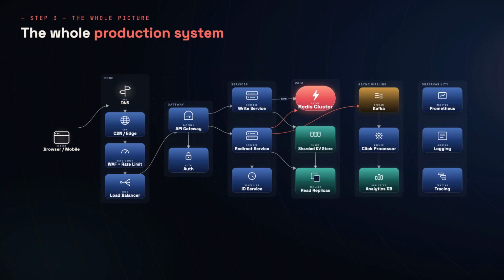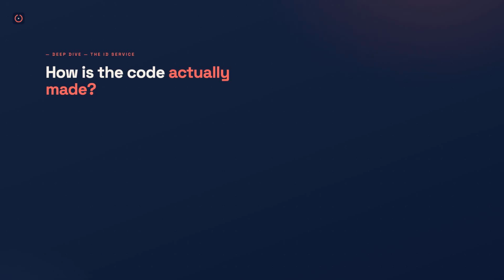Step back. Every box we just walked through came from a single number or a single promise: the read flood, the terabytes, stay up, stay fast. Now, the one box I call the hard part, actually making the code. The part that is actually hard, and the part I got wrong the first time I tried this.